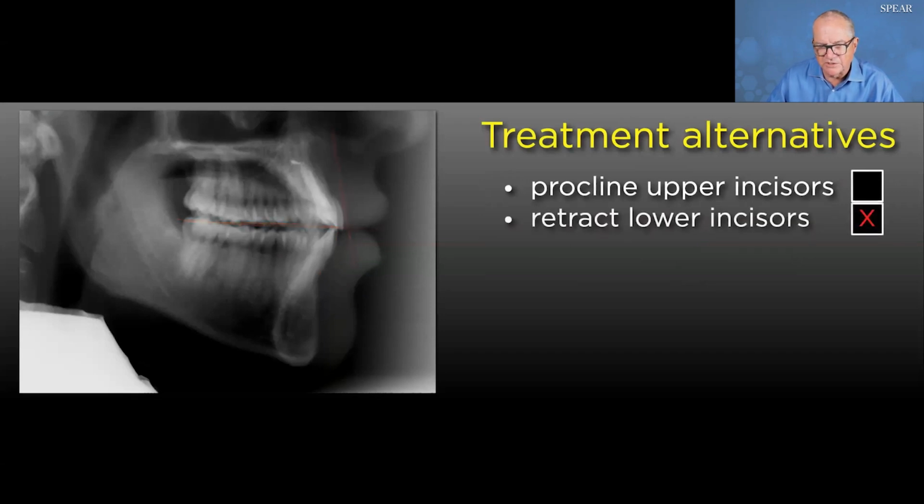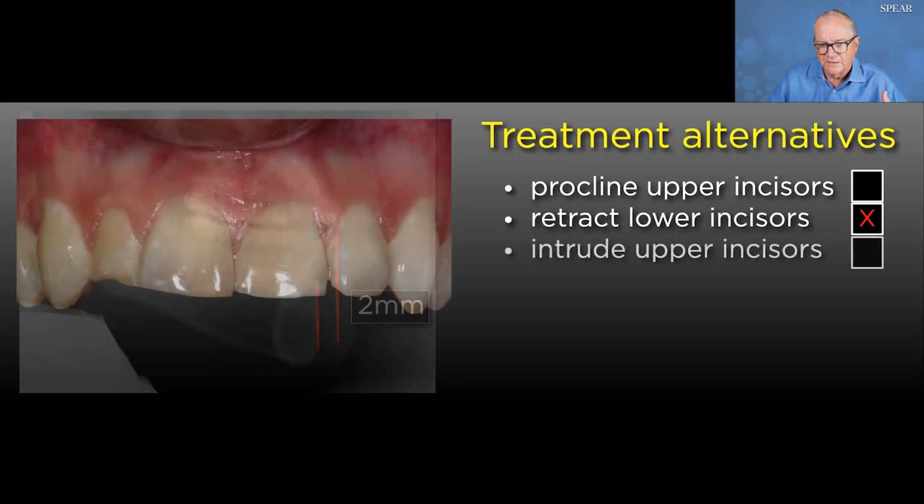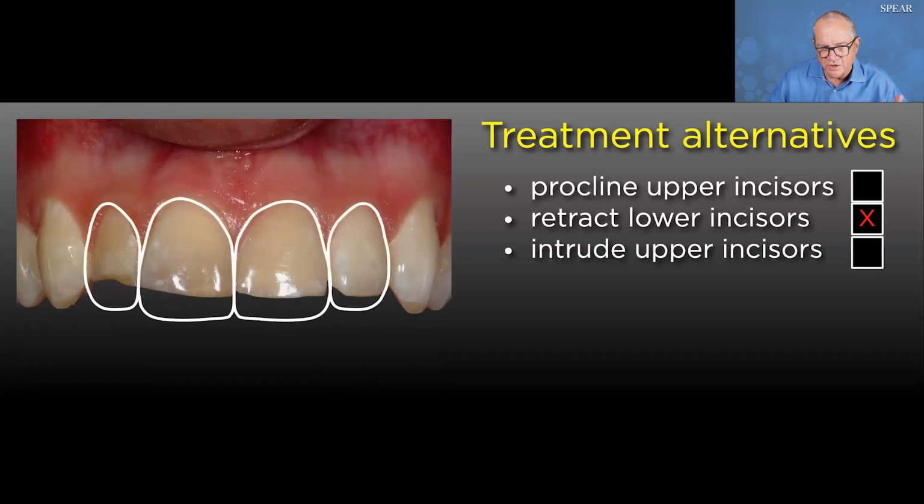No. Are we going to retract the lowers? Yes. That's where the overjet's going to come from. We're going to intrude the uppers? No, the gingiva is right where we want it. The width to length ratio, once we restore them, will be right in our 75 to 85% range.